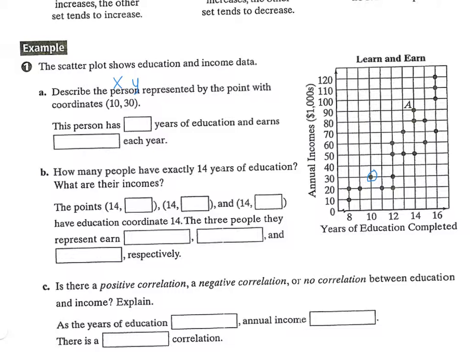So this means that a person that has 10 years of education earns $30,000 per year. Because this is in the thousands, this would be $10,000 a year, $20,000 per year, $30,000 per year, $40,000, $50,000, etc. Okay, B. How many people have exactly 14 years of education? What are their incomes? There are 3 dots at 14 years. This one's at 50, this one's at 80, this one's at 90. The points are (14, 50), (14, 80), and (14, 90).